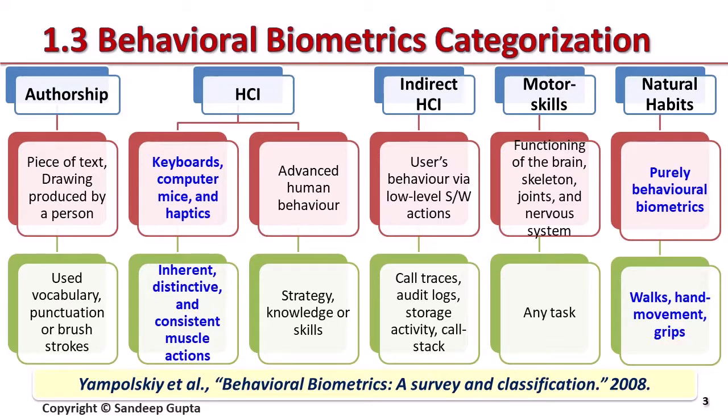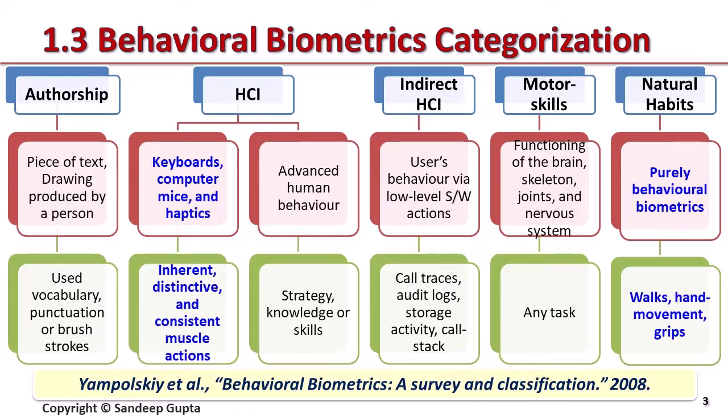The second category consists of human-computer interaction-based biometrics that leverage input devices, such as touch devices, keyboards, computer mice, and haptics to register inherent, distinctive and consistent muscle actions. It also utilizes advanced human behavior such as strategy, knowledge or skill exhibited by the user during interaction with IoT applications. The third category is closely related to the second category, involving indirect human-computer interaction-based biometrics that can be obtained by monitoring users' human-computer interaction behavior indirectly through observable low-level actions of computer software.